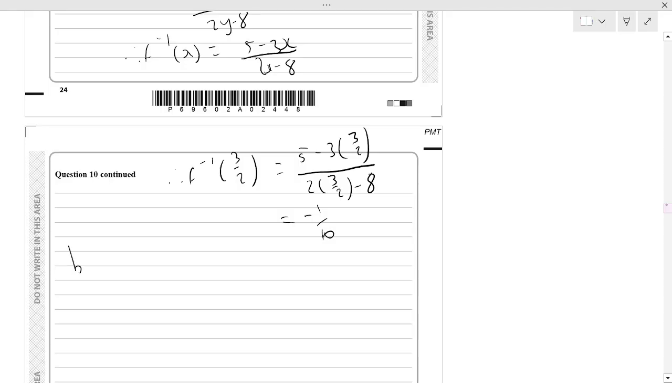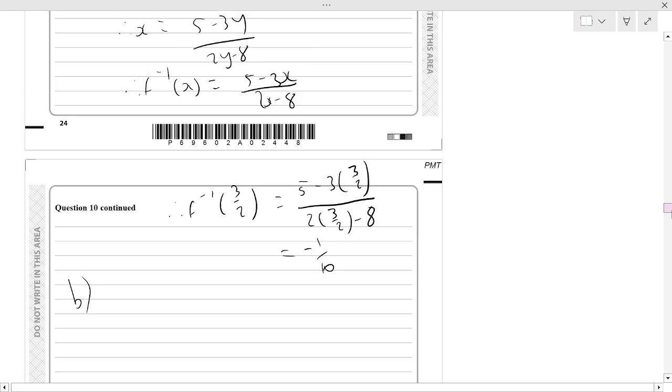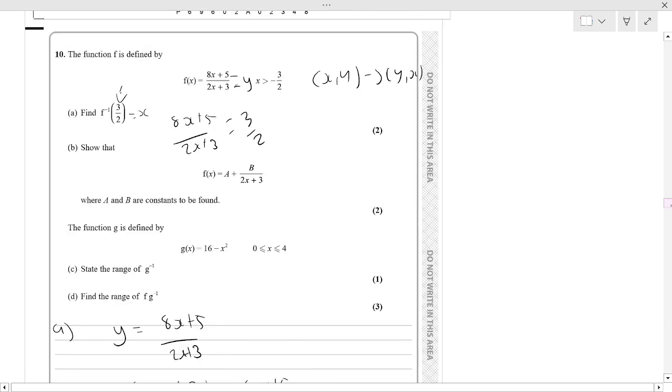Cool. Okay, let's have a look at part B then. So there are two ways. If you instead realise this, you'll eventually get x is minus a tenth if you solve that equation. It doesn't matter though, you can do it both ways.